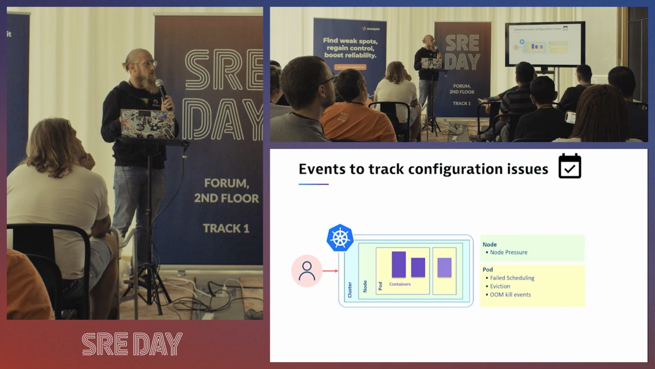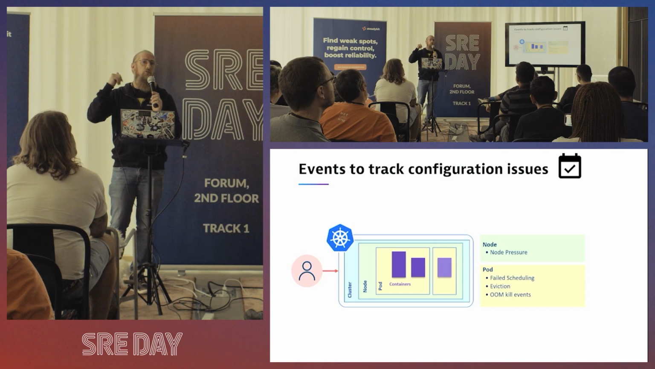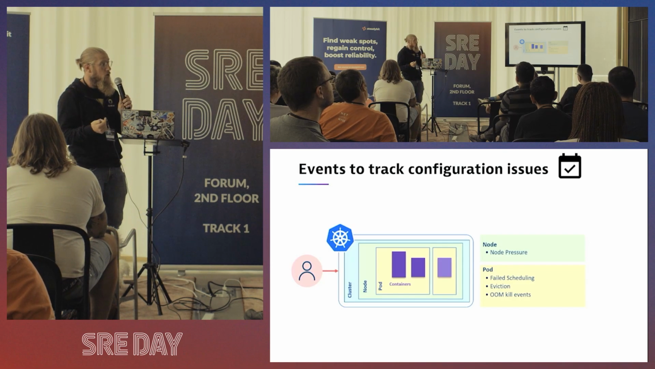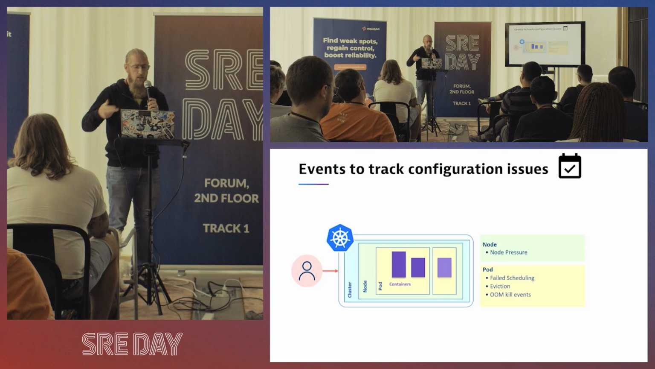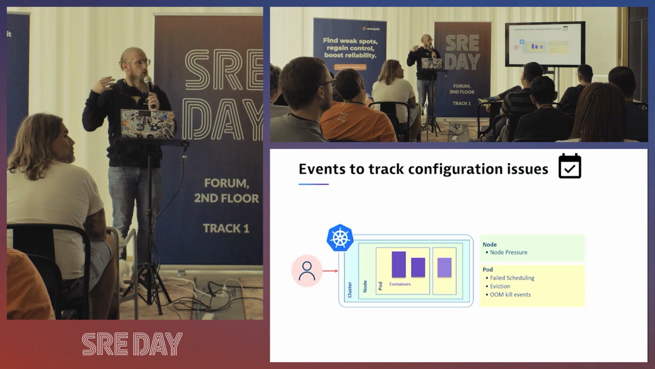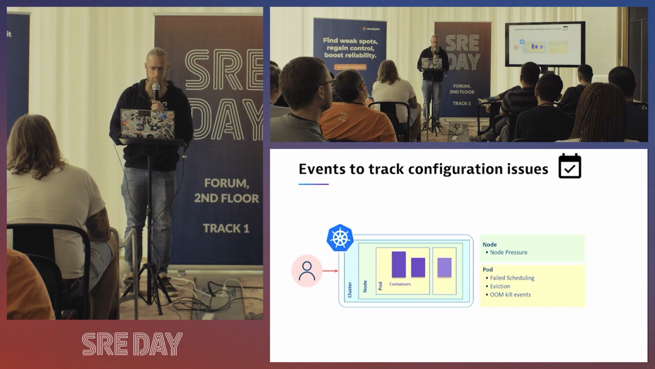And then on the pod level, I will look at everything that could be a sign of a scheduling problem. If there's a problem of scheduling, it could be a sign of a problem with a node. So failed scheduling is obviously very important. Eviction, of course, we talked about it. OOM kill, we can also have unhealthy. That could be also an interesting event to look at.